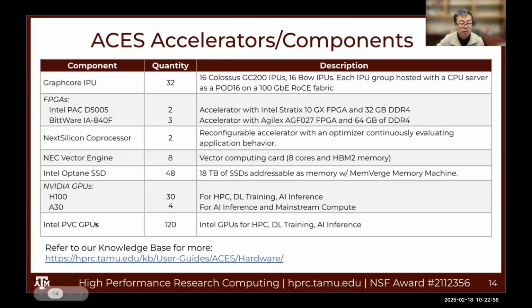Here I have introduced most of these accelerators, so you can see the numbers as well. We have about 30 NVIDIA H100 GPUs on ACES and 4 NVIDIA A30 GPUs. And we have a lot of Intel data center GPUs, about 120 Intel Data Center GPU Max 1100. So if you are interested in any of these accelerators, you can contact us and then we can collaborate to make your workflow work on the accelerator.